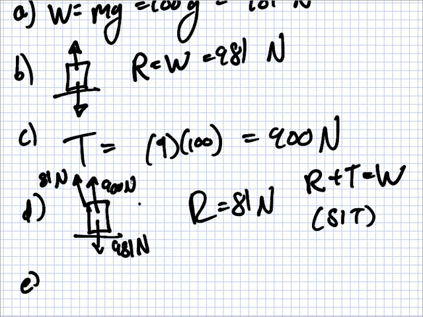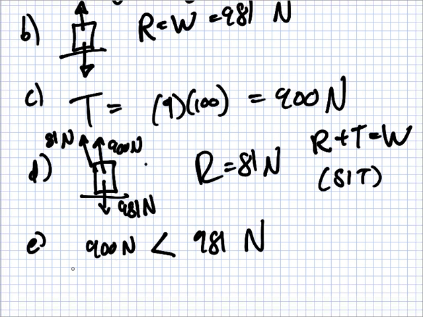Yeah, the thrust isn't big enough. It's only 900. 900 newtons is less than the weight of the rocket, which is 981 newtons. So it would need to be greater. Yeah, exactly. Okay. But then part F is, when will the rocket take off?